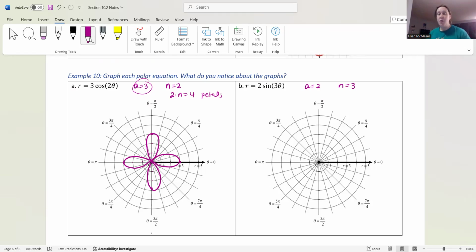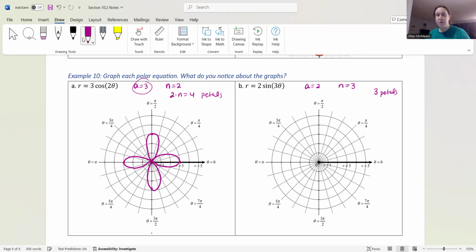Okay, let's go back. Well, let's first decide how many petals we think we're going to get. So we have r equals 2 sine of 3 theta. So we know A is 2, and then we know n equals 3. And remember, as long as n isn't 1 or -1 and n is odd, that tells us exactly how many petals we're going to have. So in this case, we should get 3 petals.